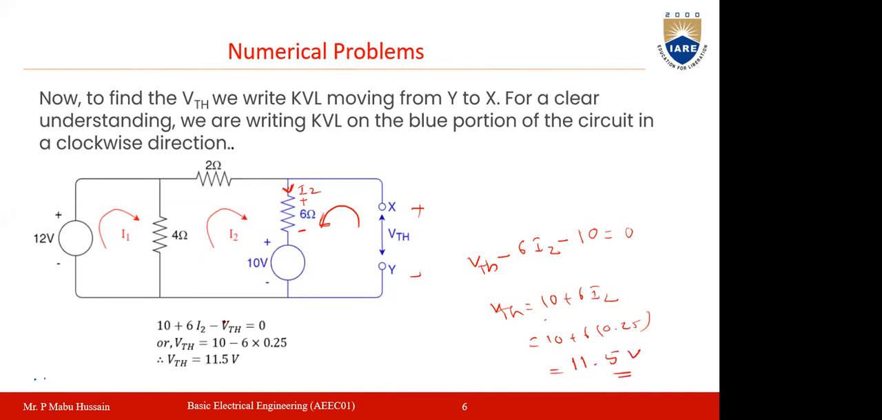Okay. So here they represented this wrongly. Actually this is correct: VThevenin minus 6 I2 minus 10 is equal to 0. So then VThevenin is equal to 10 plus 6 I2. Now the I2 value is 0.25, so finally you are getting 11.5 volts. Here they represented it wrong. 10 minus this value would be less than 10 actually. Why are they putting 11.5? So this is wrong. So you follow this. VThevenin you are getting 11.5 volts.